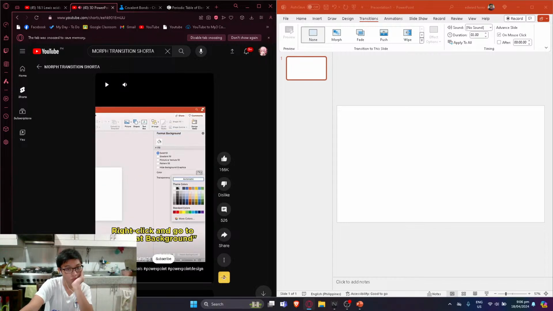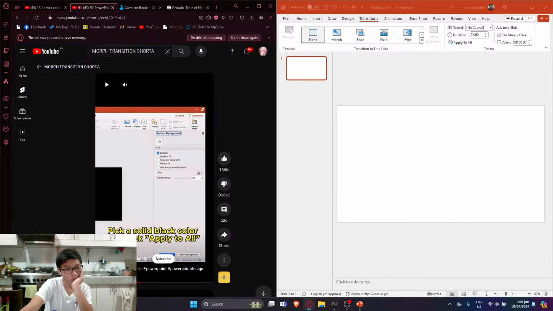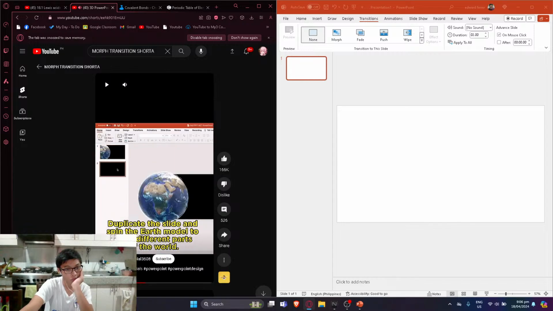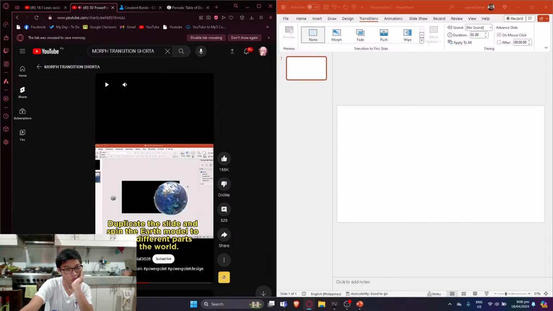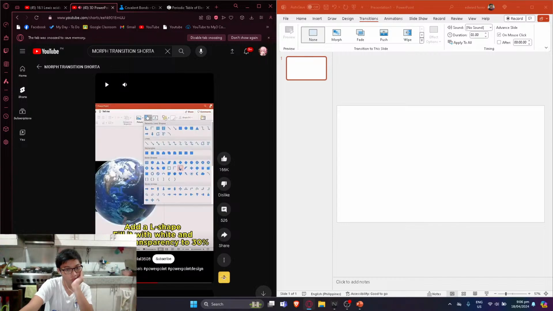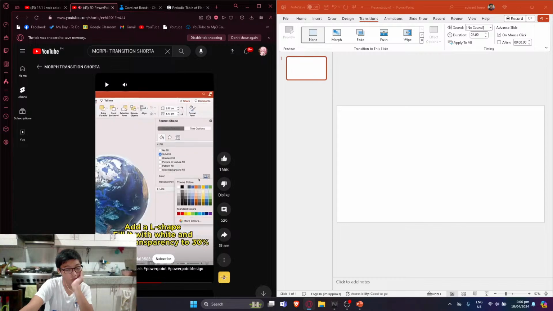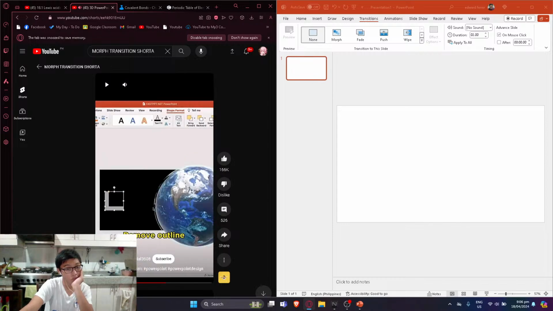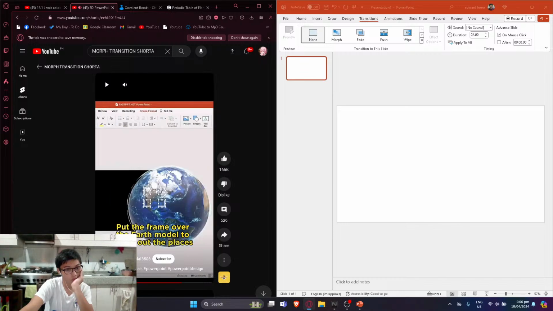Right-click and go to Format Background. Pick a solid black color and click Apply to All. Duplicate the slide and spin the Earth model to show different parts of the world. Do the same steps for the other slides. Add an L shape. Fill it with white and set the transparency to 30%. Remove outline. Copy this shape and rotate it. Keep doing this until you make a frame that looks nice. Put the frame over the Earth model to point out the places.